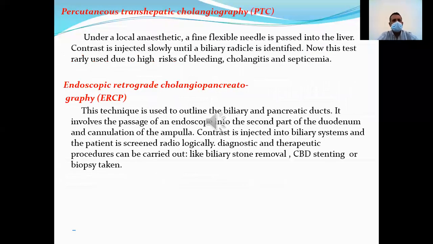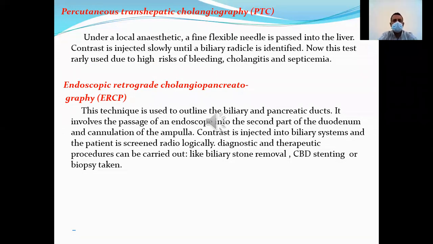Percutaneous transhepatic cholangiography, PTC, is rarely used. Under local anesthesia, a flexible needle is passed through the skin into the liver and contrast is injected into the liver, leading to opacification and visualization of the biliary system. Now, this technique is also rarely used because of the high risk of bleeding, cholangitis and septicemia, so it is not used. We mention it here in this lecture, but it is rarely used.